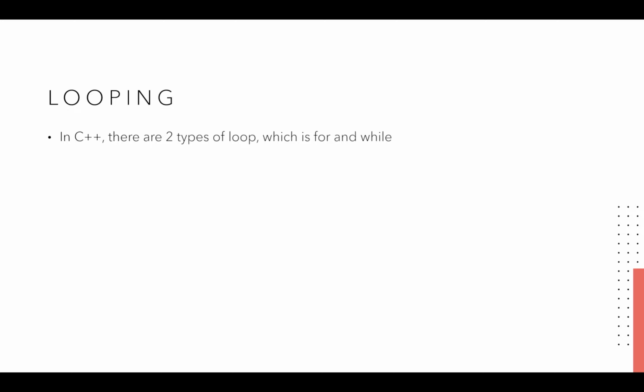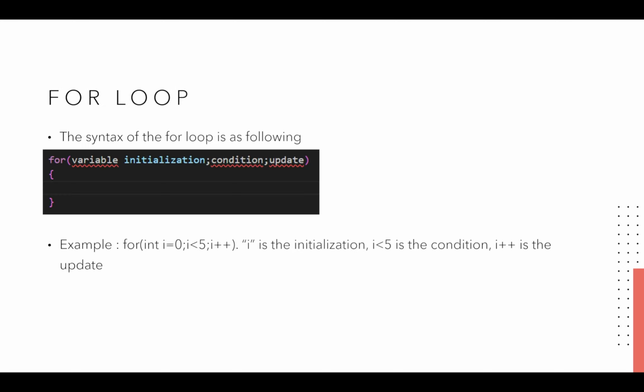And then we move on to looping. In C++ there are two types of loop, and I believe they're the same in every language. So there are for and while. We're going to discuss for first. The syntax for the for loop is as follows. We first initialize a variable, and then the condition, and then the update.